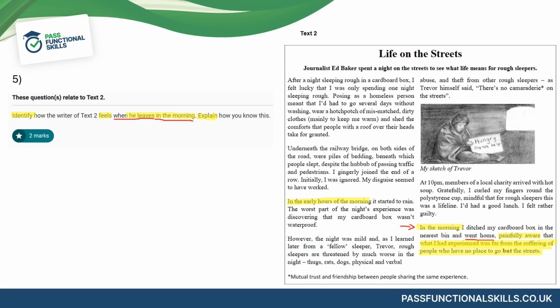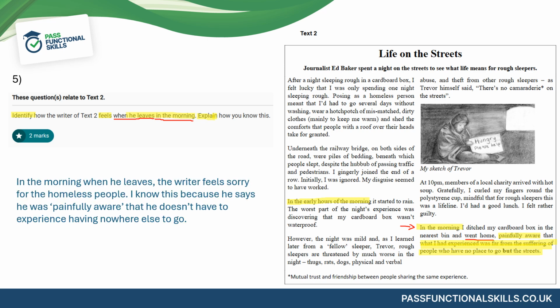So we need to identify how he feels. So this is a little bit more implicit, more unclear meaning. So the writer says he's painfully aware that what he had experienced was far from the suffering of people who have no place to go but the streets. So what he's saying is that he really recognises that his night on the streets was nothing compared to what these people have to do every day. So from that, the implicit meaning, or what he's kind of suggesting that he feels like, is that he feels sorry for the homeless people, or he feels bad for them.